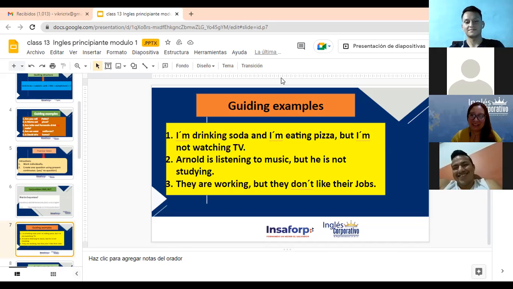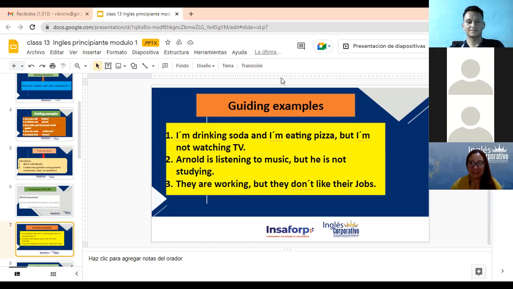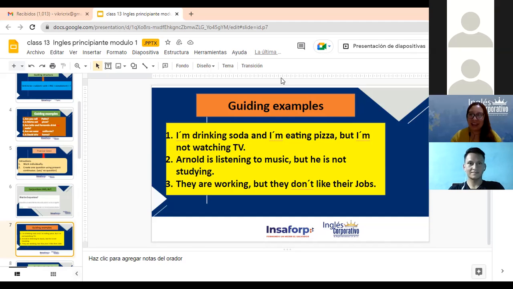Segunda oración, Luis. They are walking to the park, but they come in tighter. They are walking to the park, but they're coming tired. Okay, good. Thank you, Luis. Very good. Hilda, please.